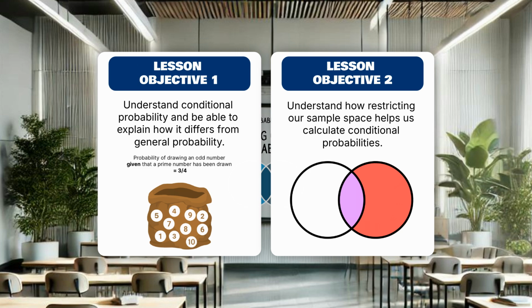We illustrated this with an example of drawing an odd number from a bag, given that a prime number has been drawn. By restricting our sample space to only the prime numbers within the initial set, we determined that the probability of drawing an odd number is 3/4. This process was also demonstrated using a tree diagram, which helped us visualize the sequential narrowing down of possibilities. The key takeaway is that conditional probability allows us to make more precise predictions by considering additional information and restricting our sample space accordingly. This technique is invaluable for solving complex probability problems more effectively.